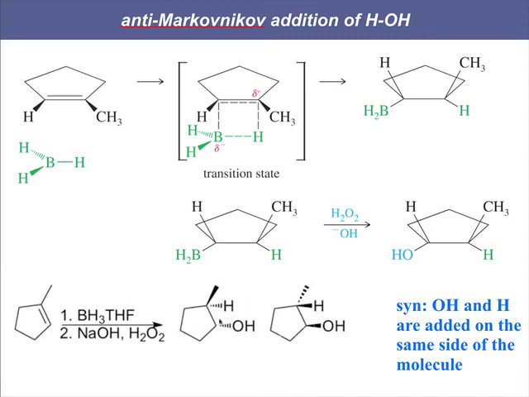Notice that these are enantiomers of each other. All the dashes and the wedges are inverted from one molecule to the next. So those are enantiomers. We don't get the diastereomers. We don't get any ones where the H is wedged, but the OH is dashed, for example. That would be anti-addition, not syn. This reaction is specifically syn.